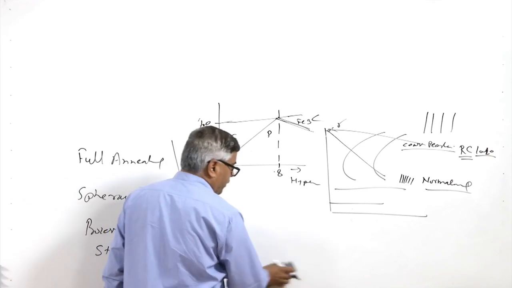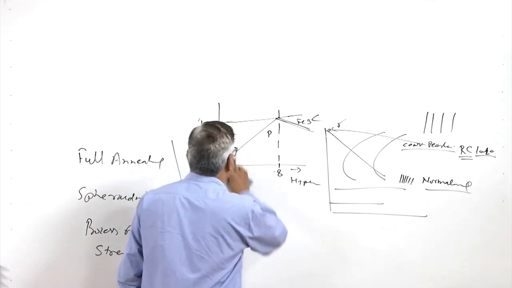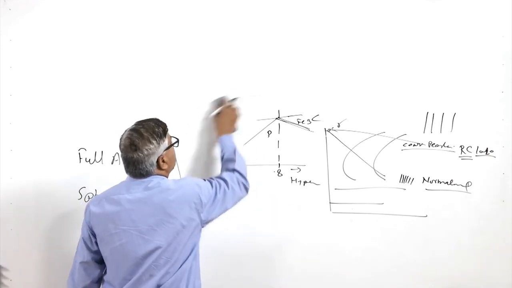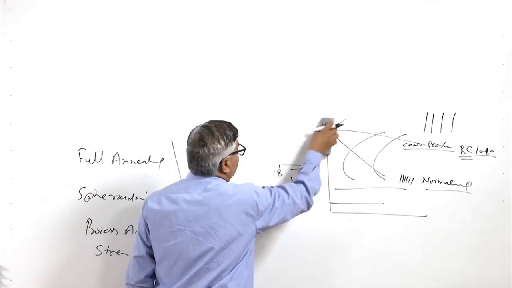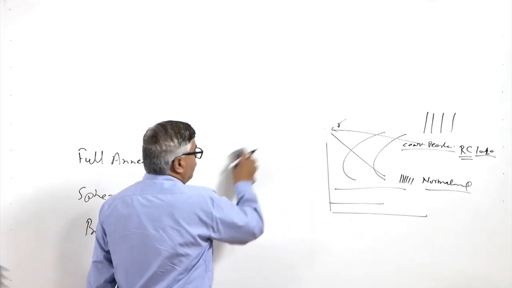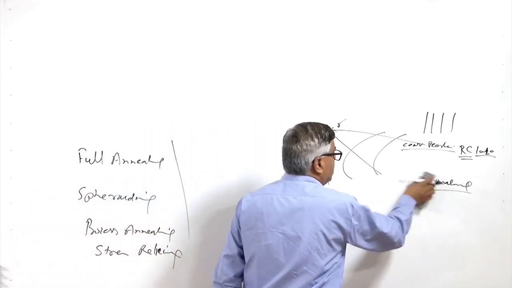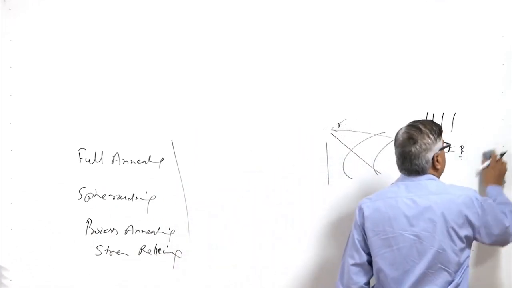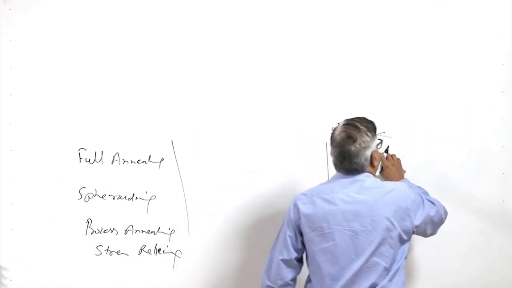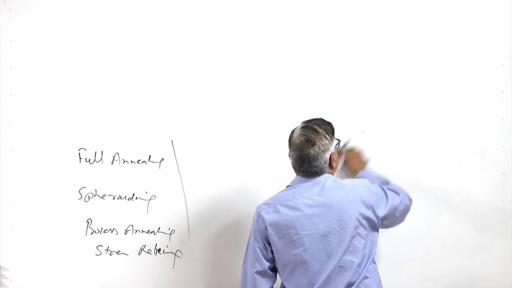That is why for hypereutectoid steels, full annealing is never a final treatment, but for improving some other characteristics, full annealing may be performed, though not at the final stages.